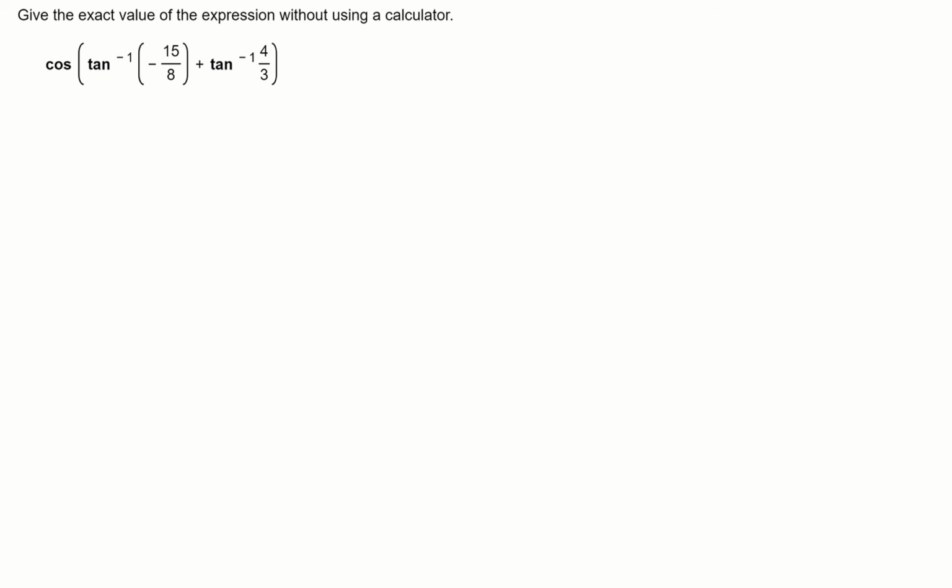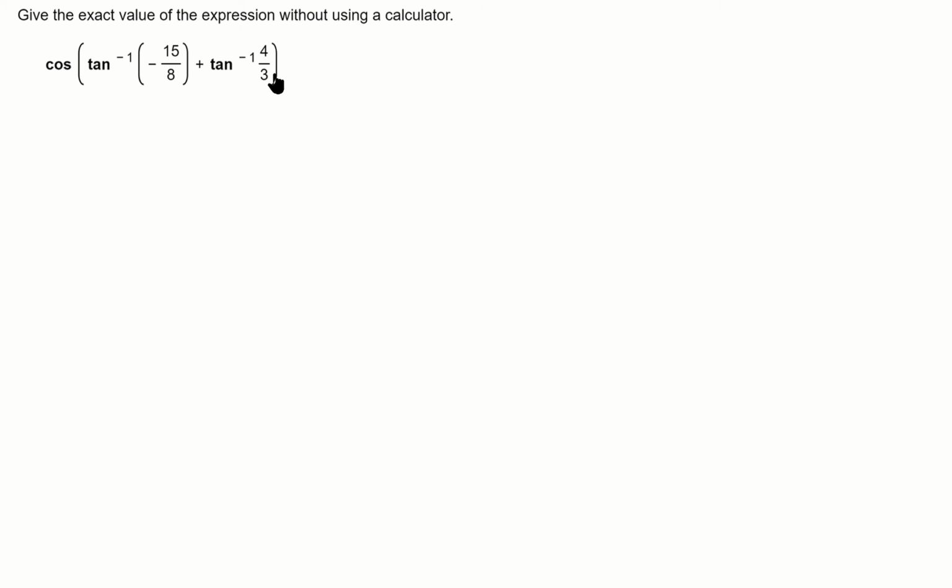Hello everyone. In this video we're going to find the exact value of this expression without using a calculator. First we need to remember that when we see an expression like inverse tangent of negative 15 over 8, we're looking for some angle between negative pi over 2 and pi over 2 whose tangent is negative 15 over 8. So this is just some angle, and so is this.